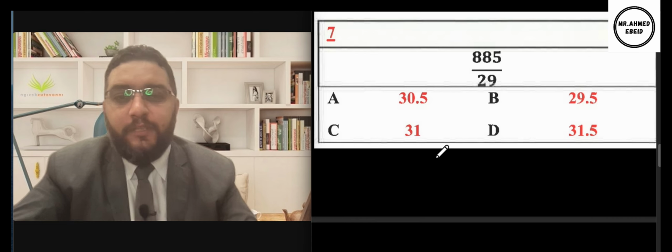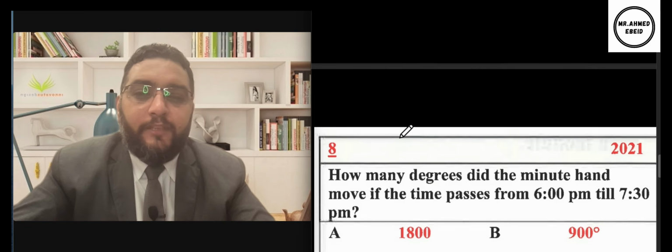Next one, if you have 885 divided by 29, you can make 29 like 30 and make a long division to be easier. The answer will be 30.5. The answer is A. Next question, question 8.